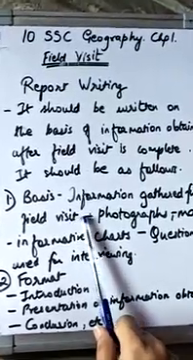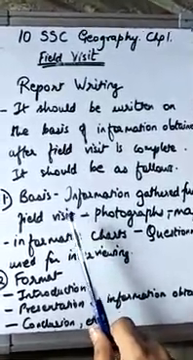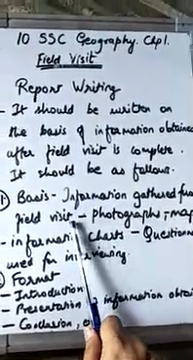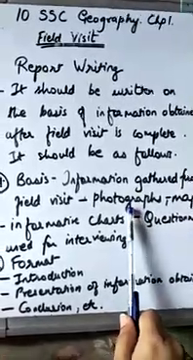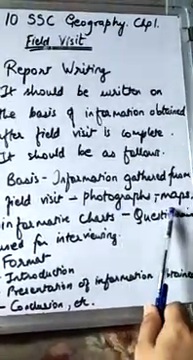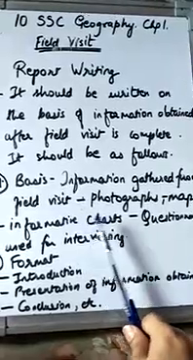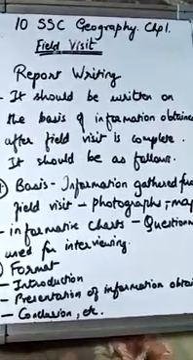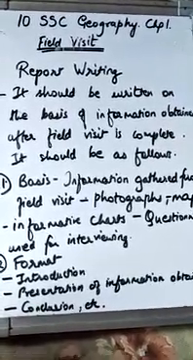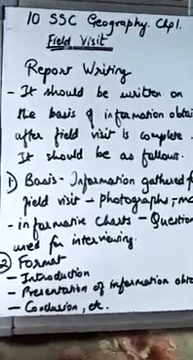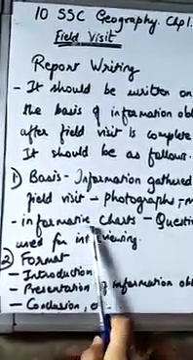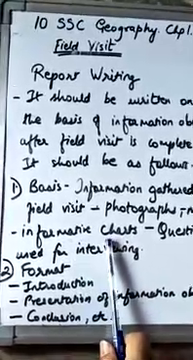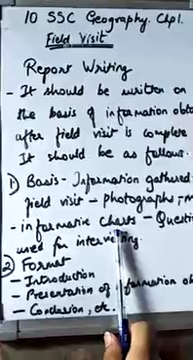When you make a report, it is not that you can write anything you want. It should be based on the information you have gathered by visiting that particular place. Then photographs also should be included, maps, then informative charts. These informative charts are the charts you find if you go to a particular place, say a historical place, where information relating to that place is given. So those are the informative charts. You can put that also in your report.